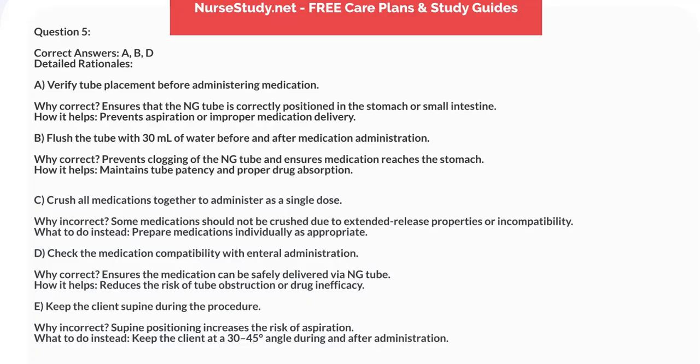C. Crush all medications together to administer as a single dose. Why incorrect? Some medications should not be crushed due to extended release properties or incompatibility. What to do instead: prepare medications individually as appropriate. D. Check the medication compatibility with enteral administration. Why correct? Ensures the medication can be safely delivered via NG tube. How it helps: reduces the risk of tube obstruction or drug inefficacy.